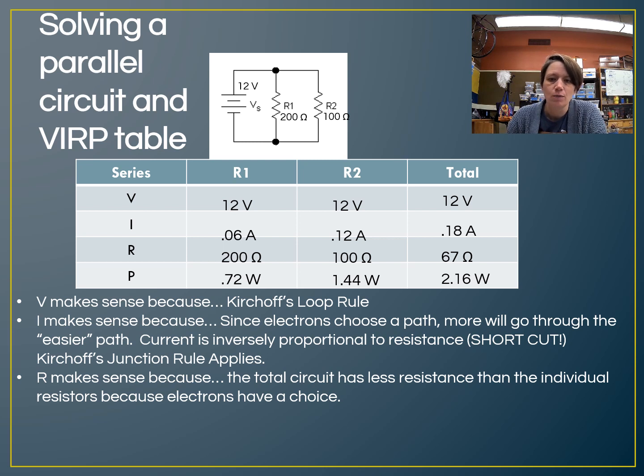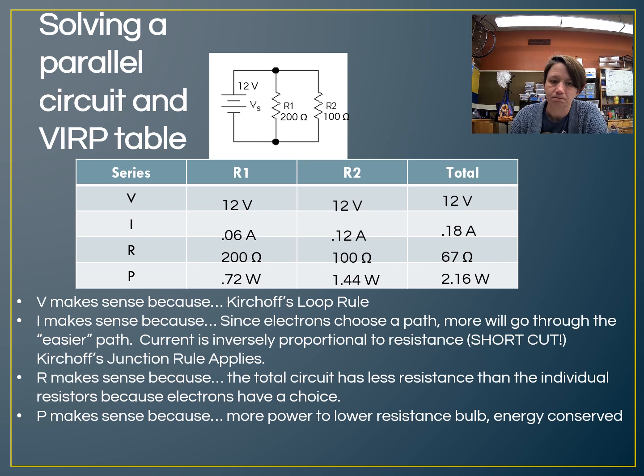The resistance value makes sense as well because the total circuit is going to have less resistance than either of the individual values. You see that we end up with 67 ohms of total resistance, which is less than the smallest resistor, which is 100. This is because there are multiple paths, electrons have choices of where to go, and essentially what we've done is we have increased the surface area of the resistor by putting another resistor in parallel with it.